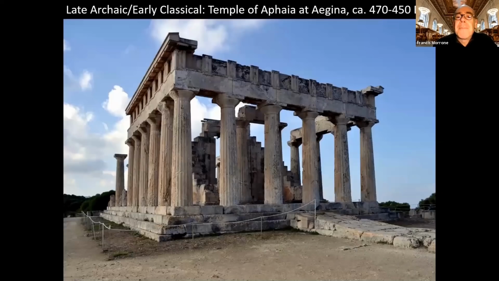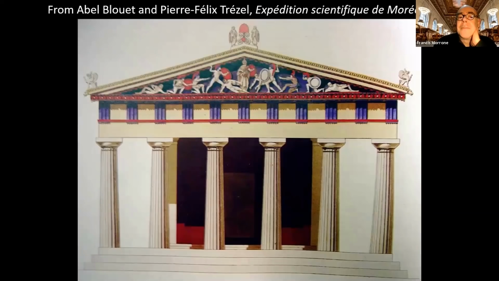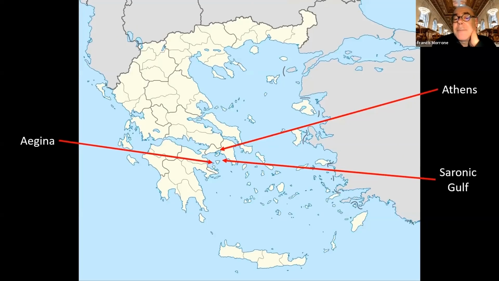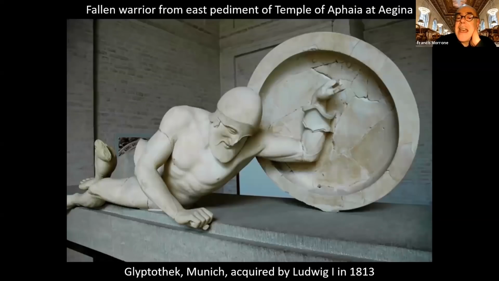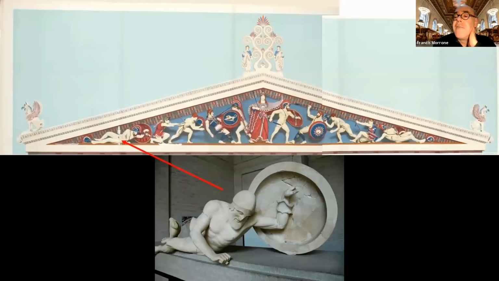This is the British Museum. Okay, late archaic, early classical, the Temple of Aphaia at Aegina. And this is a rendering of what that temple might originally have looked like. Aegina is just a little bit south of Athens. And this is a reconstruction of the east pediment of the Temple of Aphaia. And if you were to go to the Glyptothek in Munich, you'll see a lot of artifacts from that particular temple, including this fallen warrior.